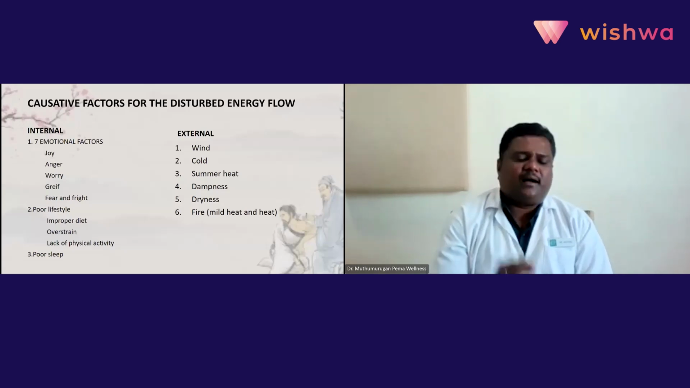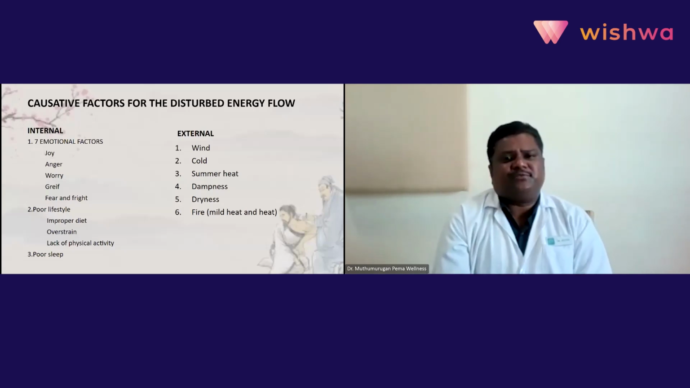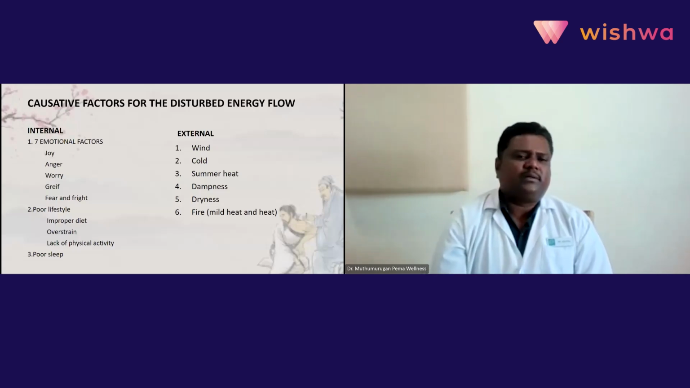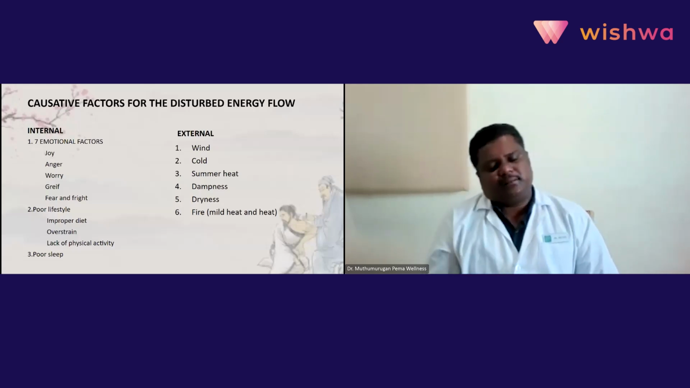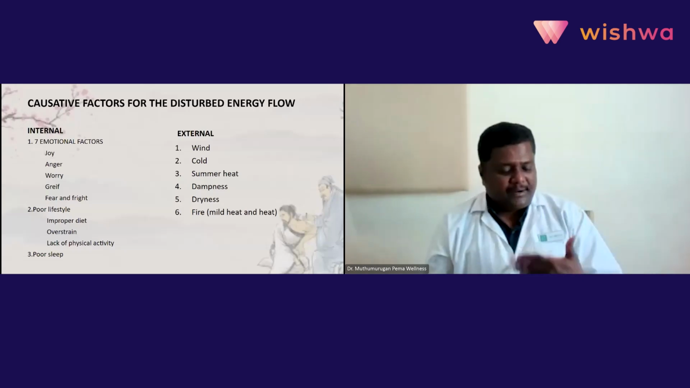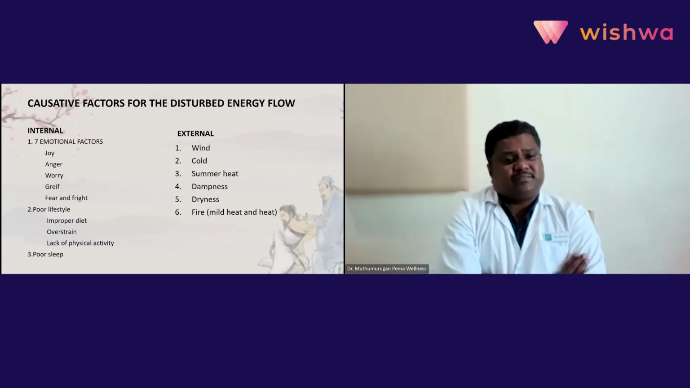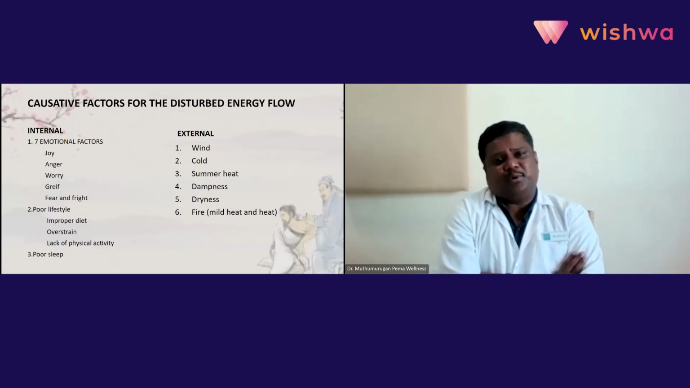So what would be the cause? It is very interesting: the cause for the disturbance in the energy flow. There are multiple causes, and I will explain a very few of them. There are basically two types of causes. One is internal. Internal means it develops in our body itself. Generally we are not aware of that. Emotions are very, very important.